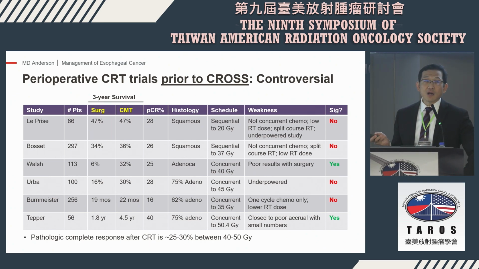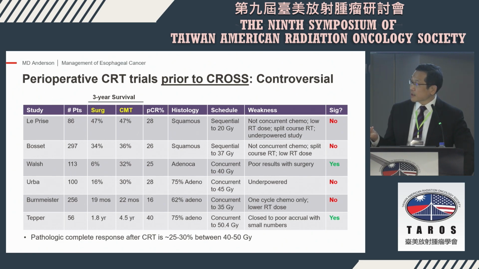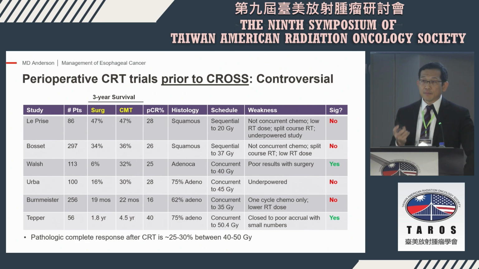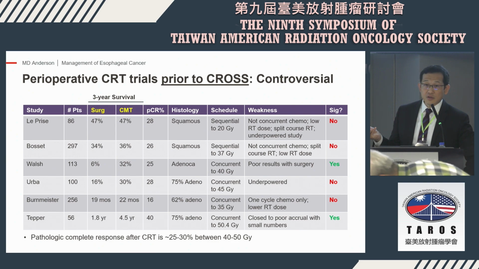However, before the CROSS trial, it was still very controversial because of the data. The first one is Walsh et al., the Irish study, which had only 113 patients. This was a positive trial showing that preoperative chemoradiation improves over surgery alone. However, there was a lot of controversy because the surgery arm was very poor in terms of survival. So if you compare preoperative chemoradiation versus surgery alone, this was significantly better.